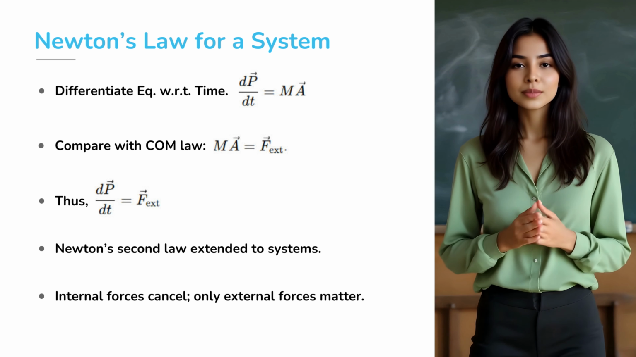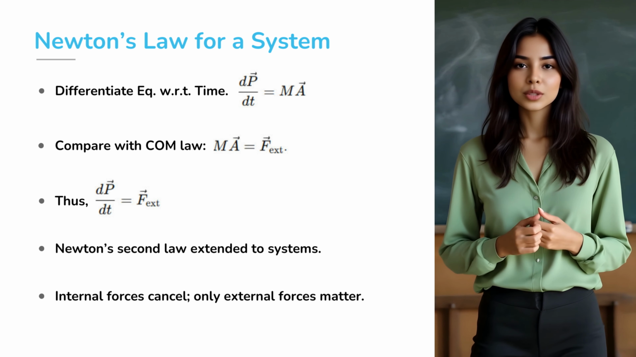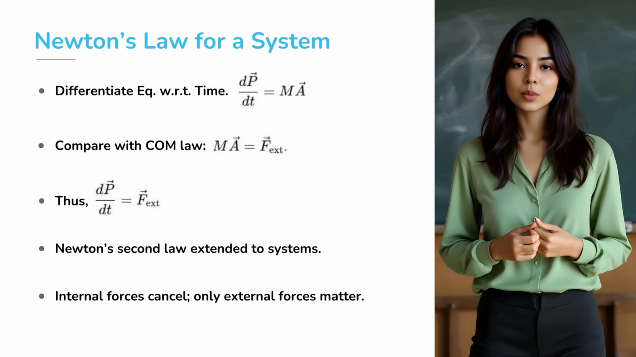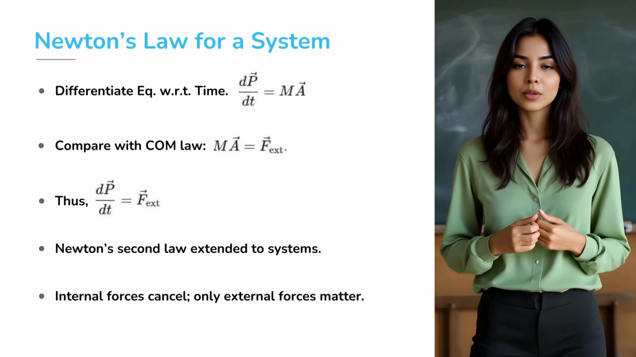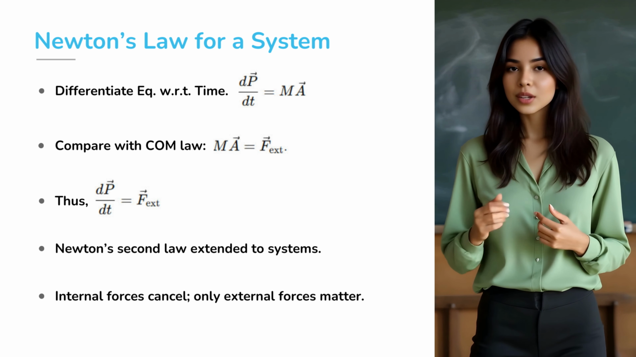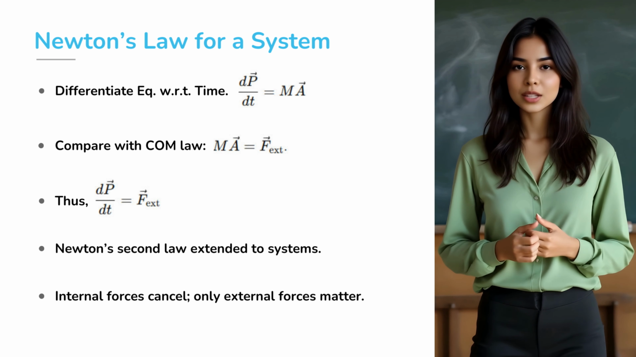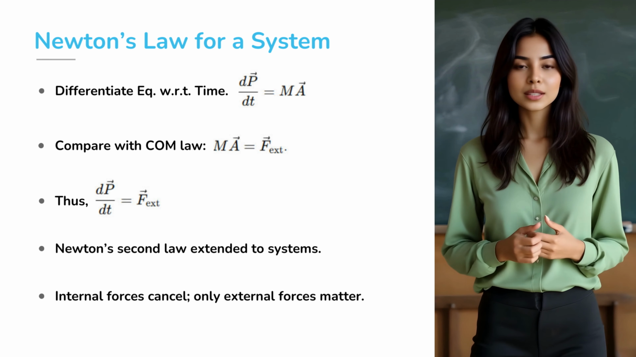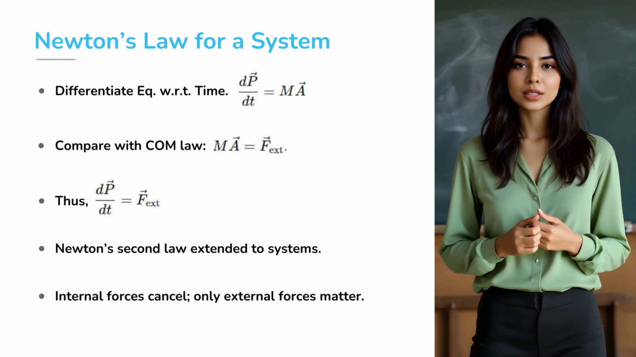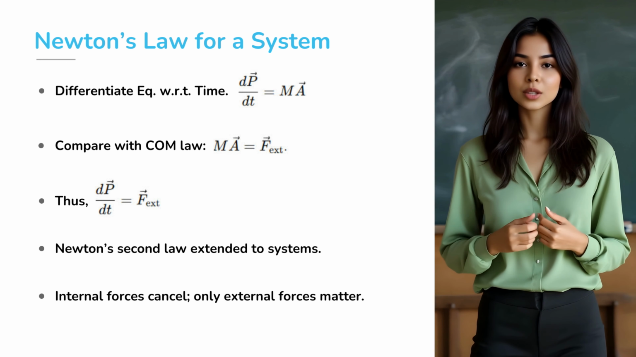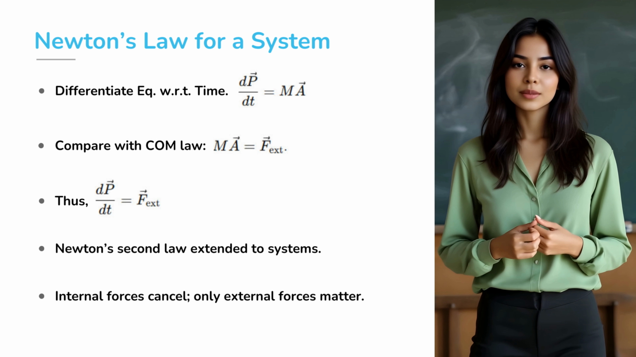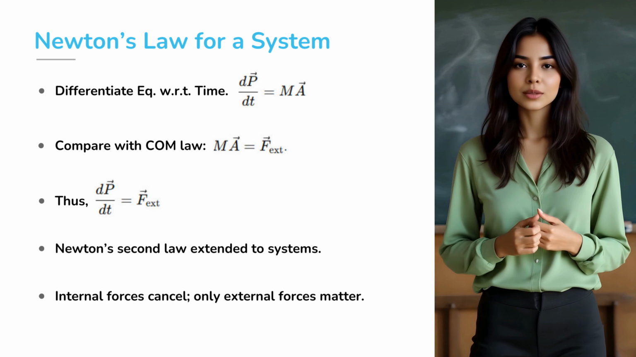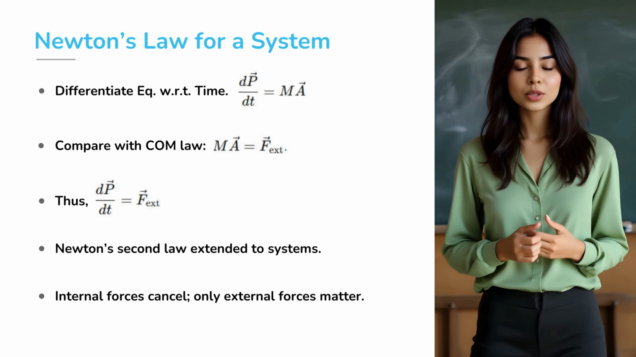Let's push further. Differentiate P equals MV with respect to time. We get dP by dt equals M times A, where A is the acceleration of the center of mass. Now recall our earlier law for motion, MA equals F external. Substituting, we arrive at a powerful statement, dP by dt equals F external. This is Newton's second law extended to a system of particles. It says that only external forces change the total momentum of a system, internal pushes and pulls cancel out.